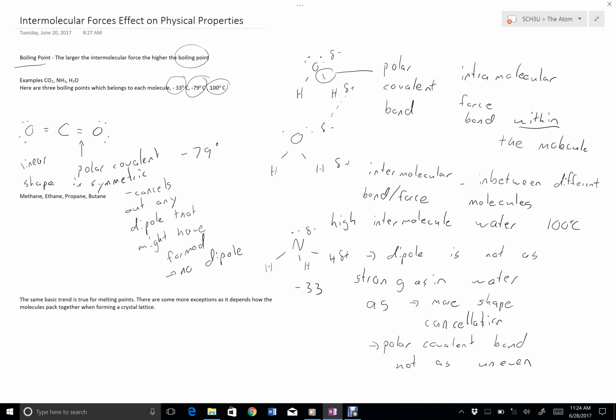The same basic trend is true for melting points. However, the structure of the molecule matters a little bit more when it comes to melting points, because when we talk about freezing, it has to form a crystal lattice, and the shape of the molecule can be good for forming a crystal lattice or bad for forming a crystal lattice, and impurities can affect it more. So the same basic trend is true, that the higher the amount of intermolecular force, the higher the freezing point, but there are some complications there, and so it's safer to say that's true for boiling points, but it is also generally true for melting points.